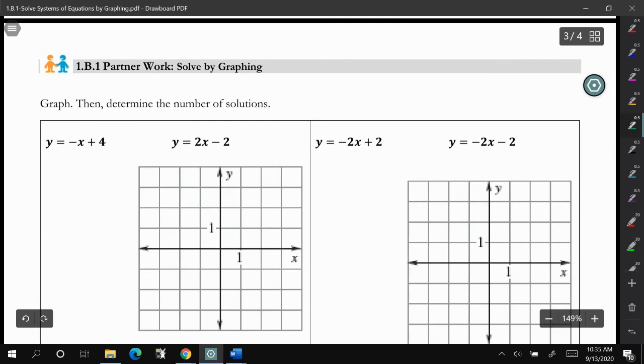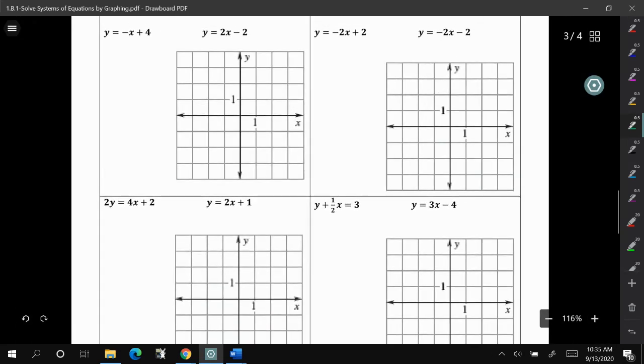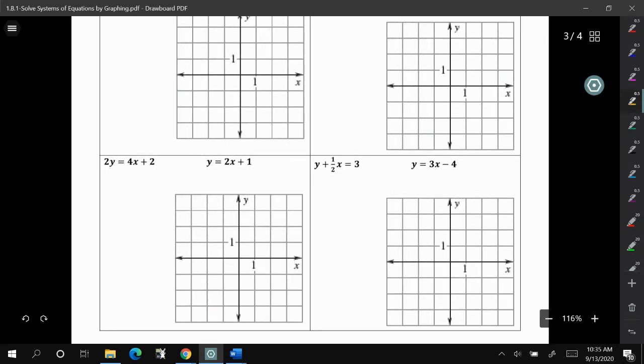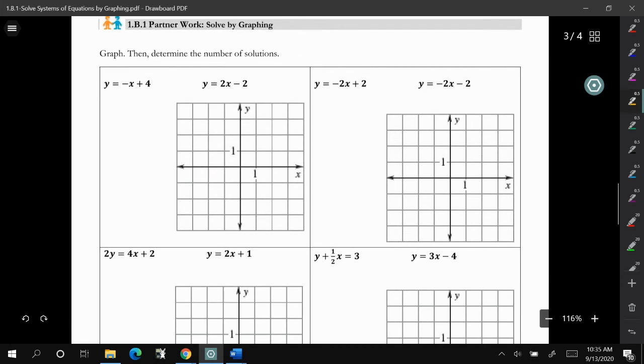All right, so on this page, I'm going to have you work with your partner or a small group to graph these 4 sets. Just a heads up, when you get down here, you need to make sure that your y value is all by itself. Over here on the left, it's not, so you'd have to divide everything by 2 first, the left and right side. And over here, you have y plus 1/2 x on the left side, so you'd have to subtract 1/2 x from both sides first before you can graph that. So with those hints, I'm going to send you away to go graph these.